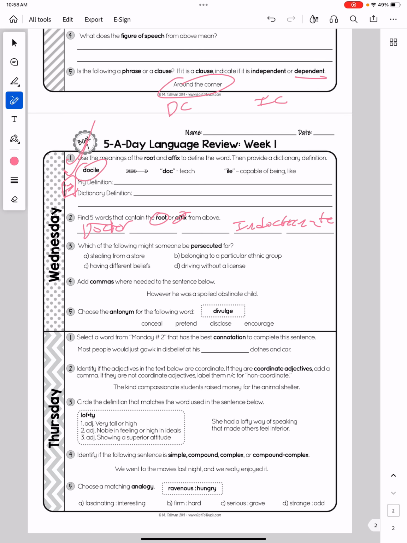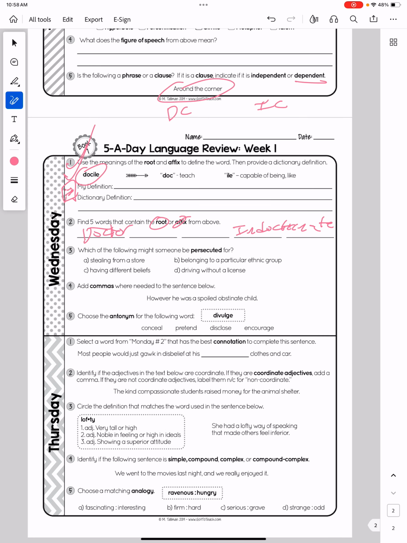Number 3, which of the following might someone be persecuted for? Be careful. A lot of times they'll try to trick you. This is persecuted, not prosecuted. Persecuted means being treated disfavorably based on what you believe, like a religious belief, or you're being a part of a certain ethnic group. So in this case, persecuted might be something that would happen to someone that has a different belief system or that belongs to a particular ethnicity.